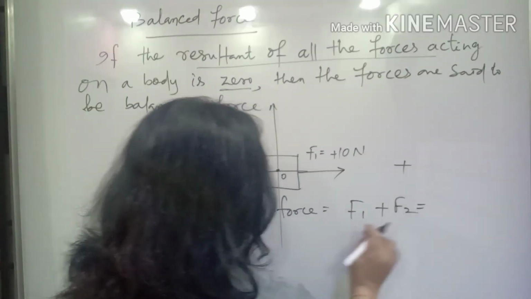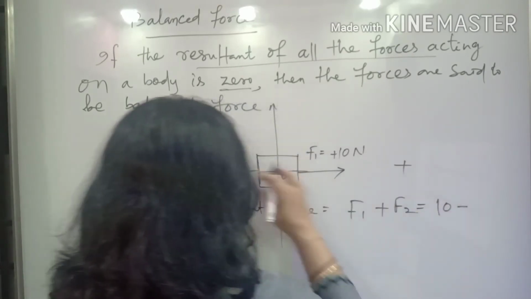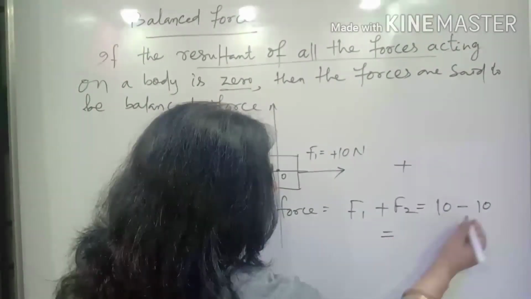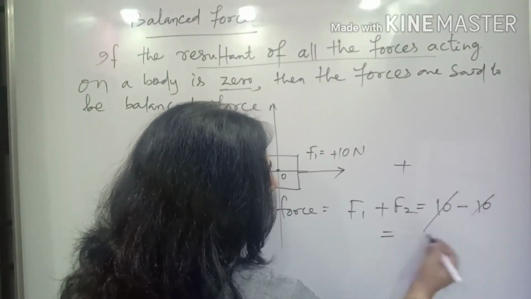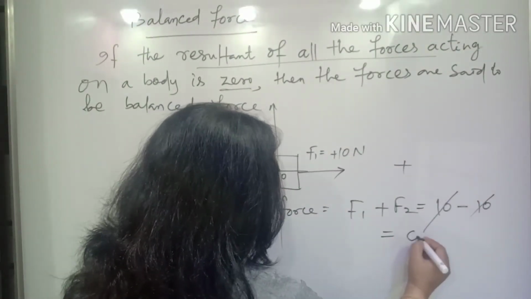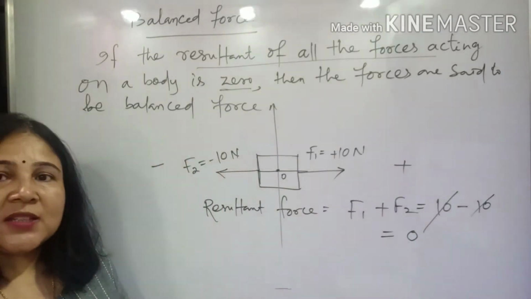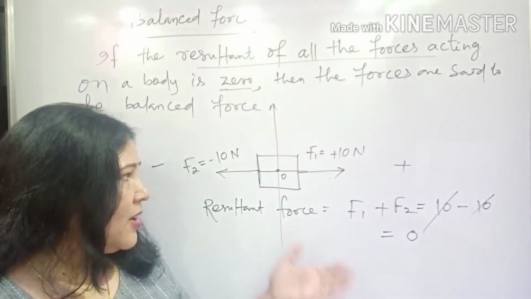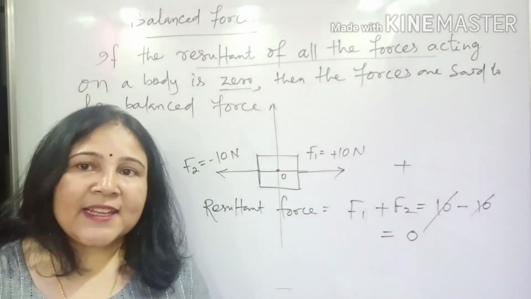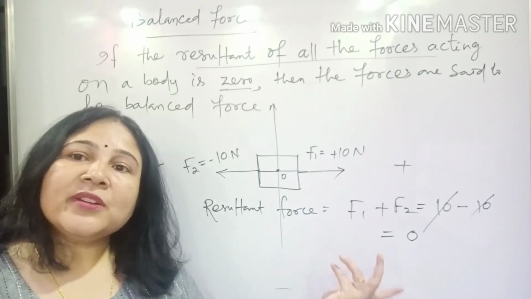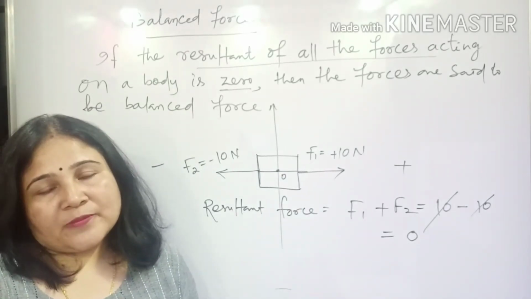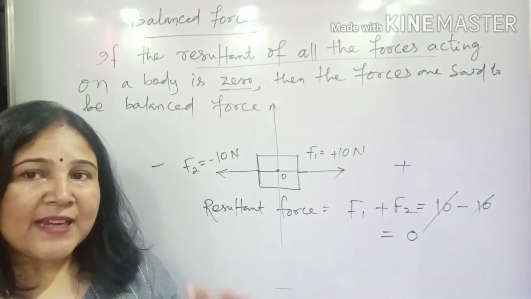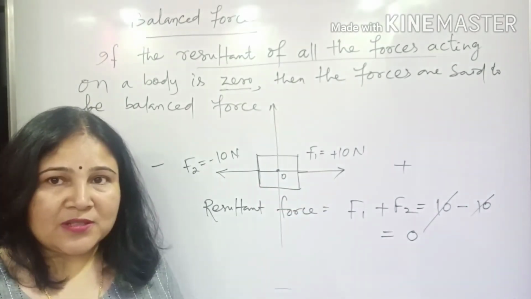Now this will be equal to F1, which is plus 10, minus F2, equals 10 minus 10. Now what will be the net? 10 minus 10. So what happened here? What is the result? This is giving you 0. This is called zero resultant. What is zero resultant? Here we have seen that though two forces are acting simultaneously, the net force when we calculate gives the result 0. Then this is the case where we can say the body is balanced under these two balanced forces.